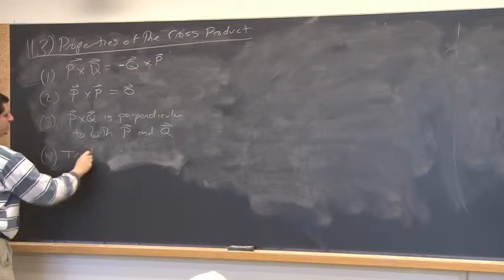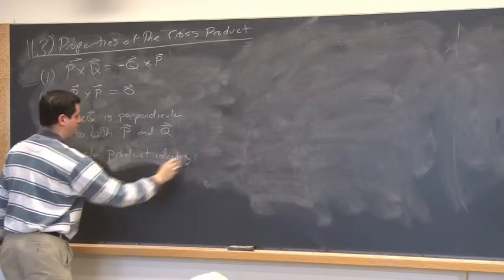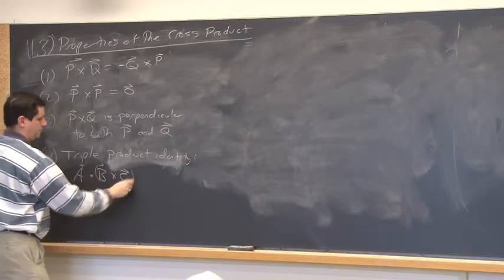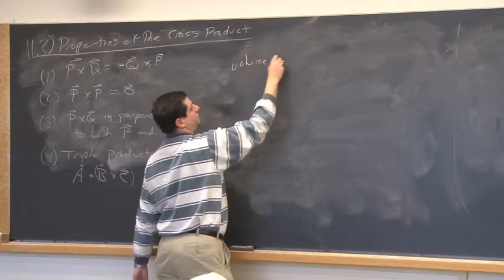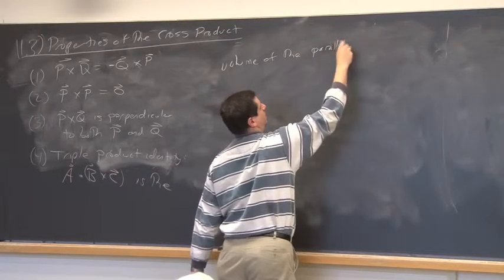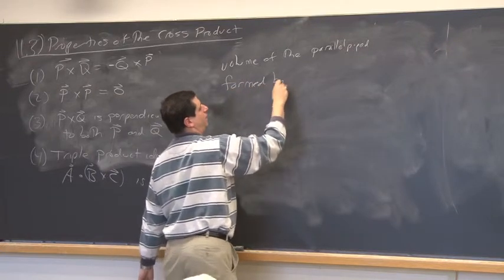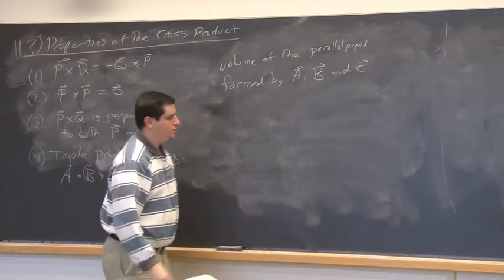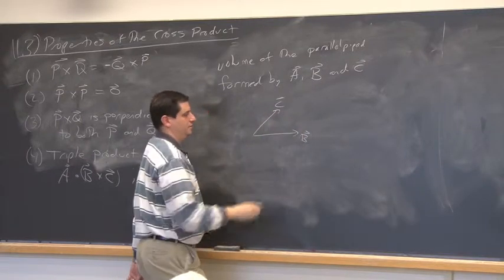All right, triple product identity. A dot B cross C is the volume of the parallelepiped formed by A, B, and C. So if you think about what's going on, here's B, here's C.